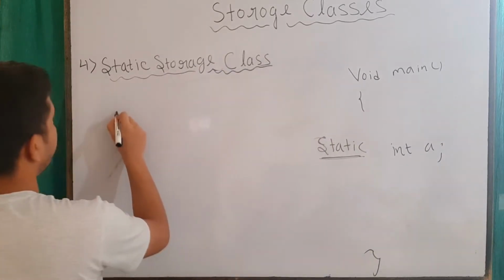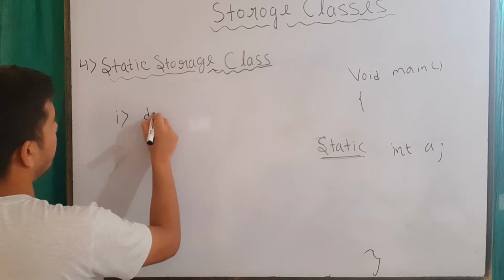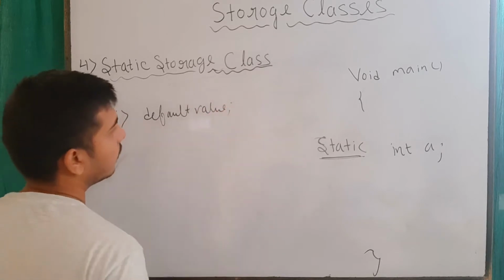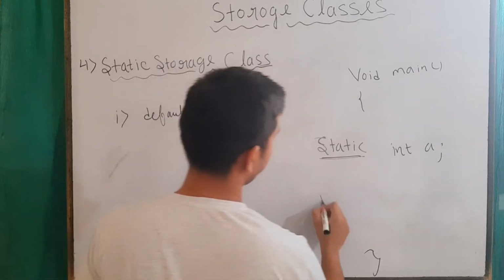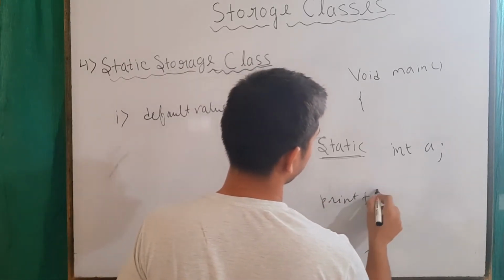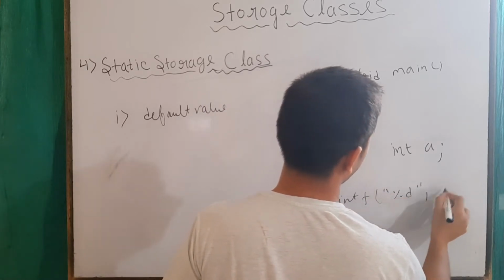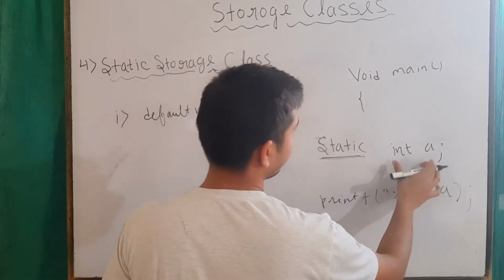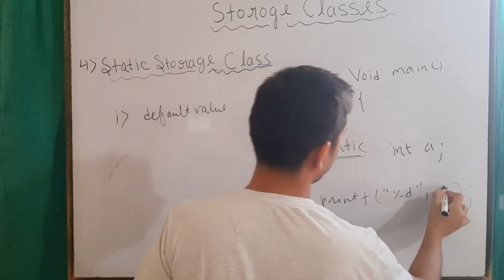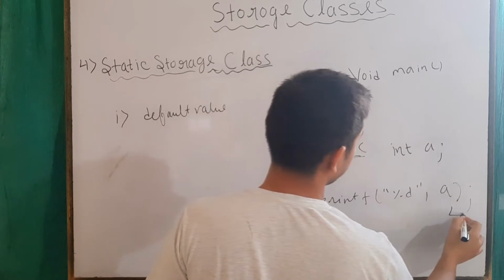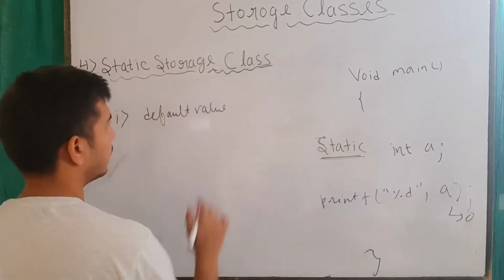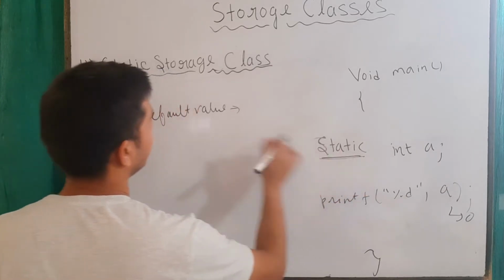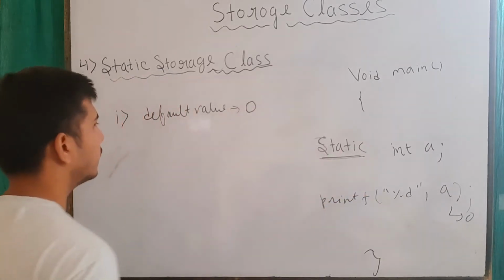Now the first thing that we always see is the default value. If I ask what will be the output of printf of %d a, since I had not initialized it, it will be its default value, so its default value will be 0. Always remember that it's not a garbage value. Whenever I'm using the static keyword, the default value will always be 0.